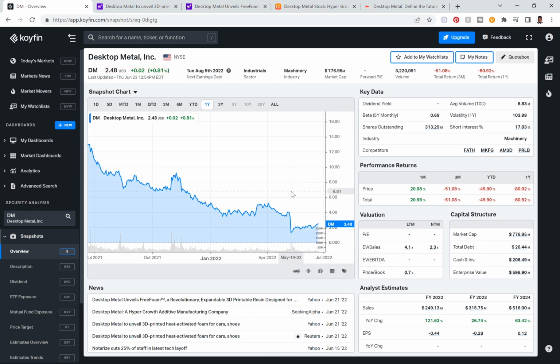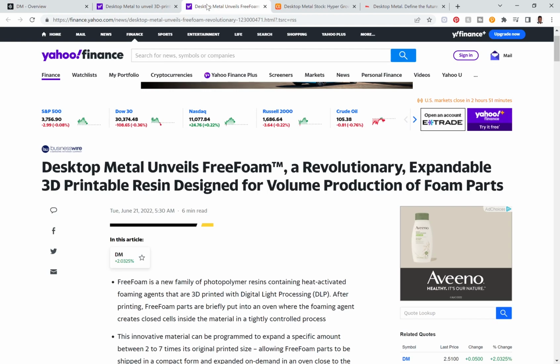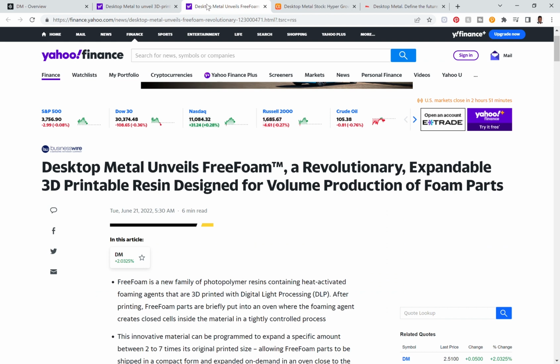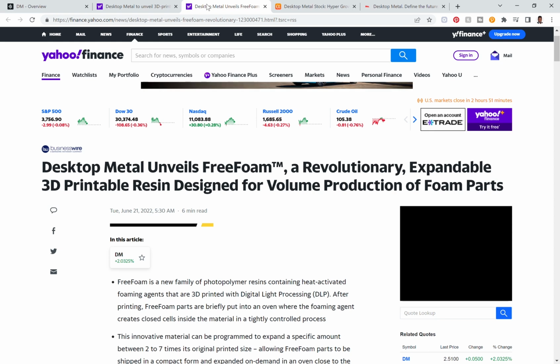Now, there was a recent article that came out about Desktop Metal, so I just wanted to go over it. Basically, Desktop Metal recently unveiled what they're calling FreeFoam. And just to highlight Desktop Metal really quick, we love their branding. Just trademarking that concept of FreeFoam, that sounds like something that Nike or Adidas would attach their name to. It really has a marketable trademark. So good job in the name choice, Desktop Metal.